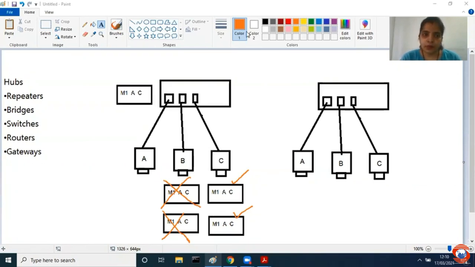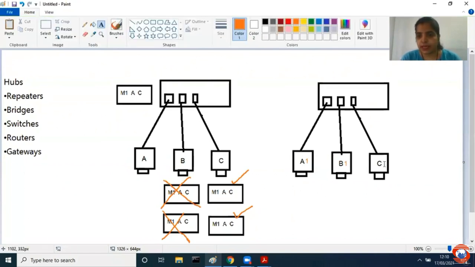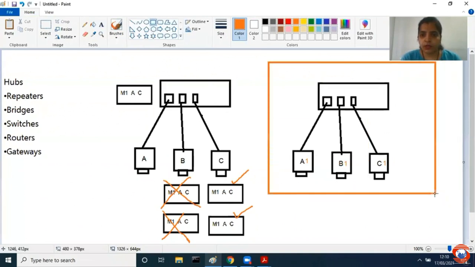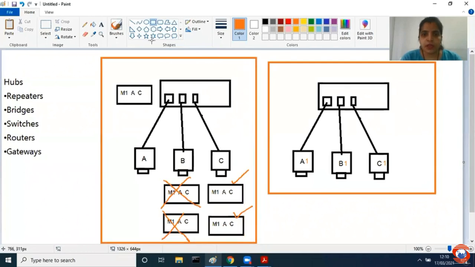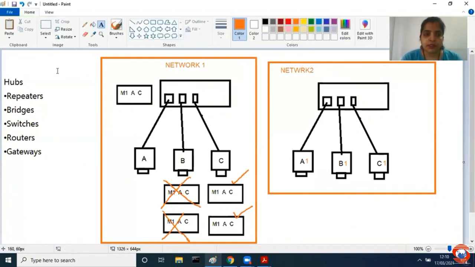Now, suppose I have one more machine. Maybe I'm just giving a name, this as A1, this as B1, this as C1. I will say this is my network number 2 and this is my network number 1. Now, this I'll name it as N1, which is network 1, in which I have number of machines. This is my network 2, which is again having 3 different machines.